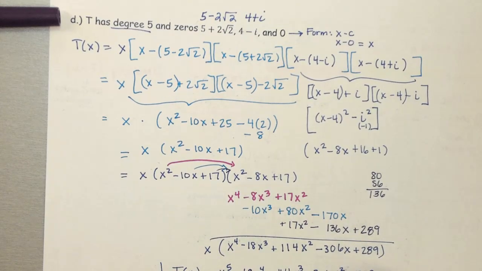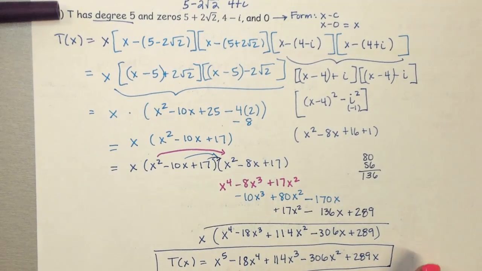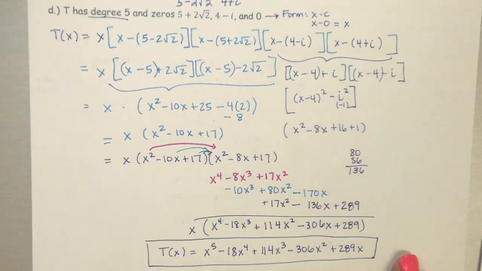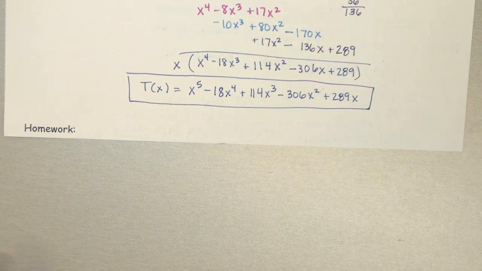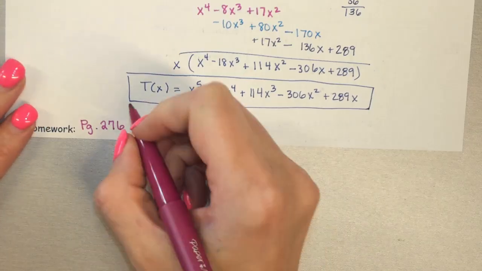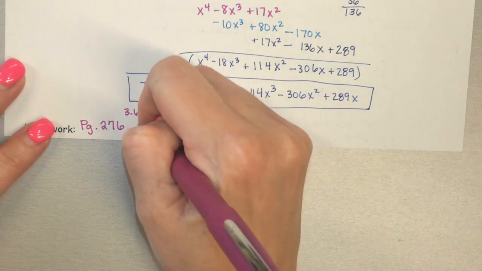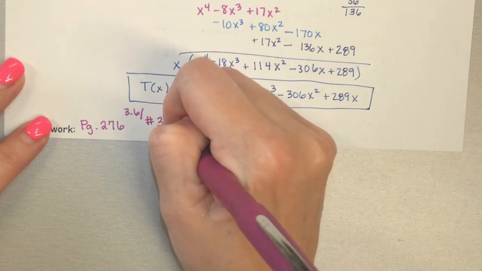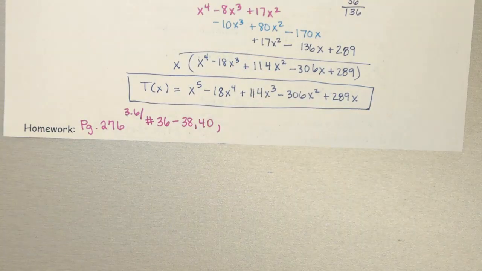Okay, if you haven't taken a moment to check that already, please do so. Okay, and then you have 6 problems that you are completing today. Okay, so it's page 276 for 3.6. So 4 of your questions are from the book, 36, 37, 38, and 40. And then it says 2 questions that are given in class.